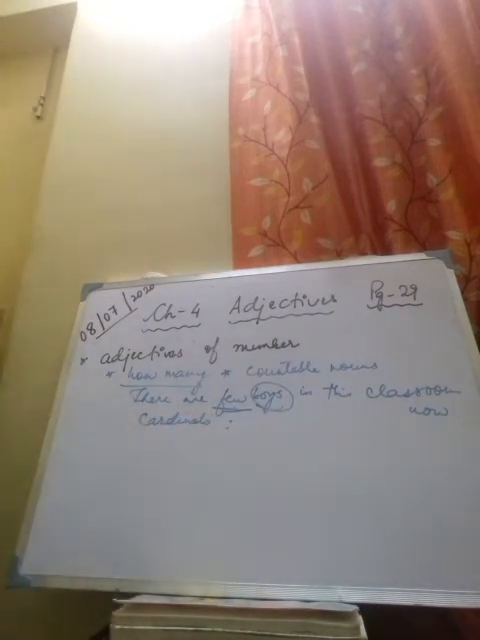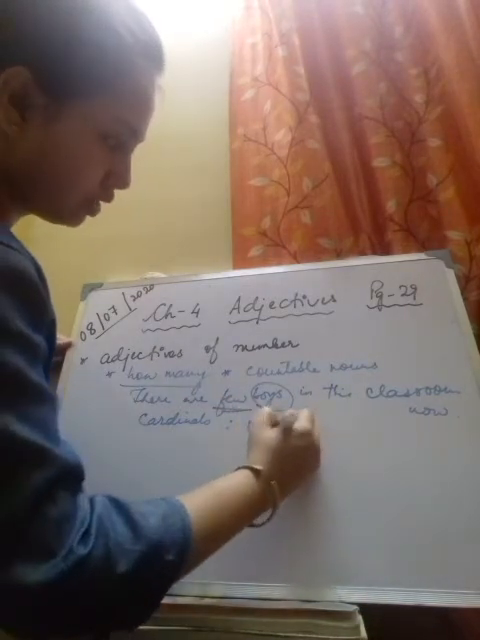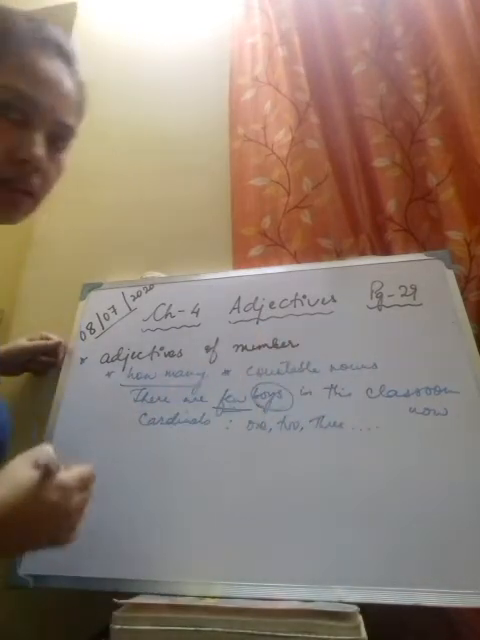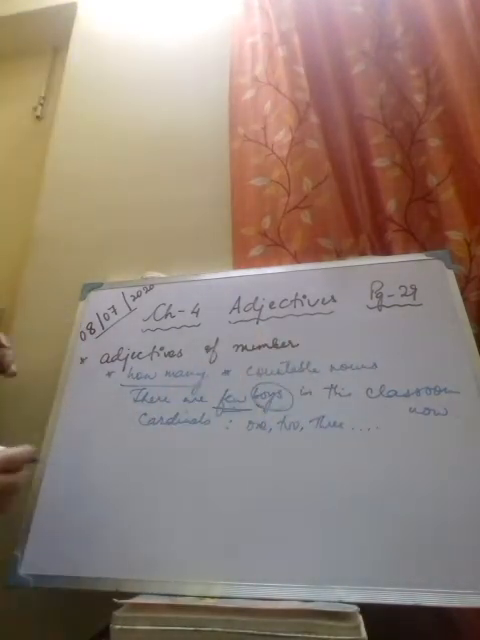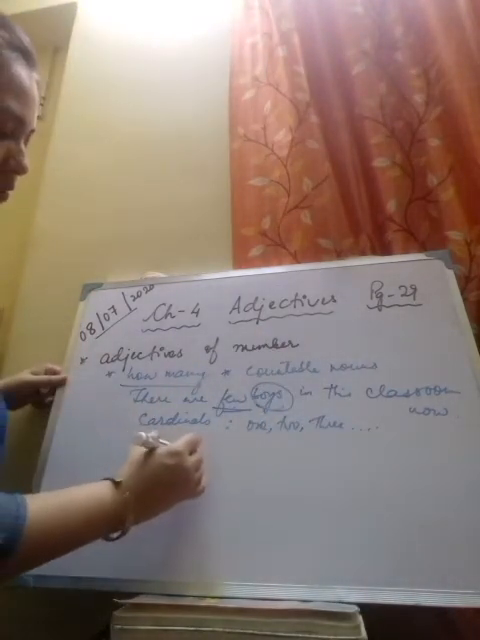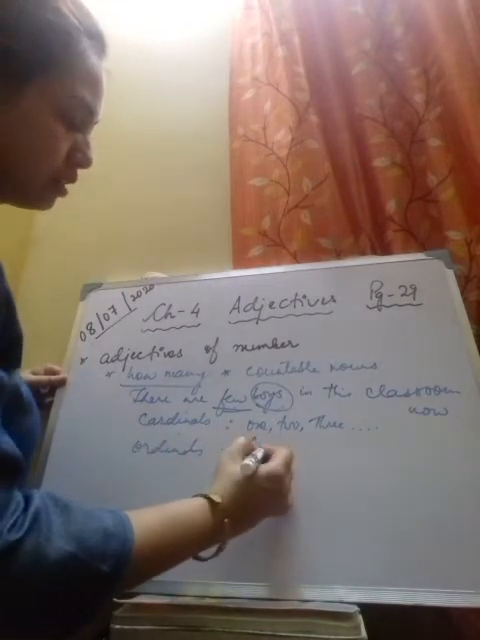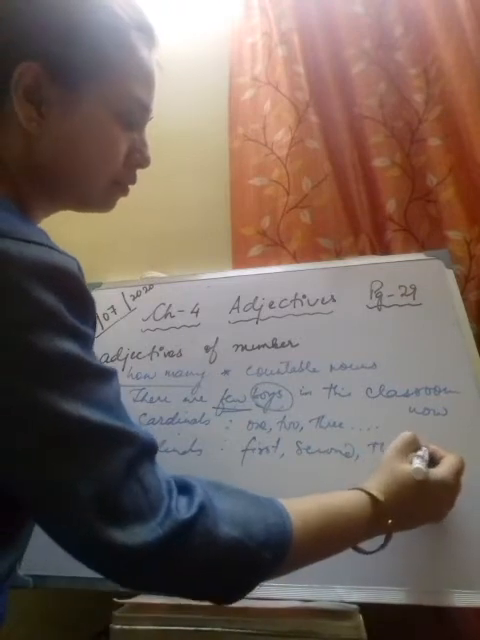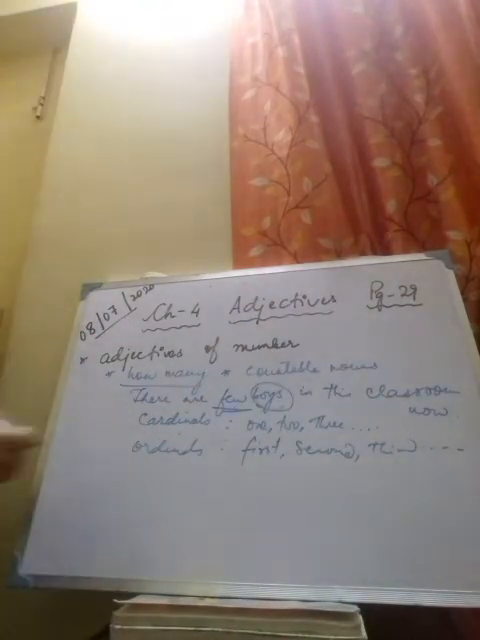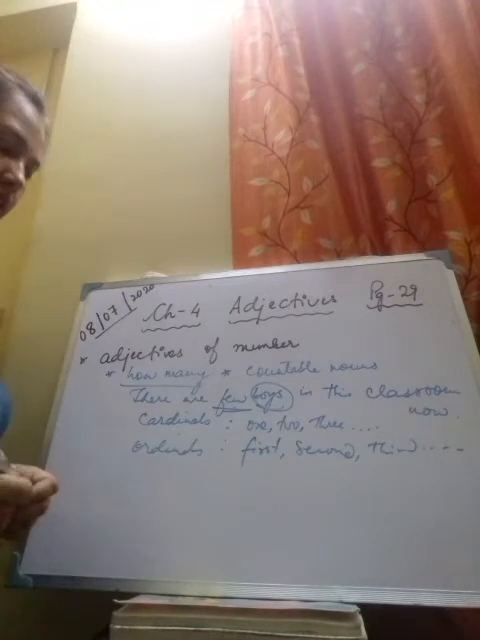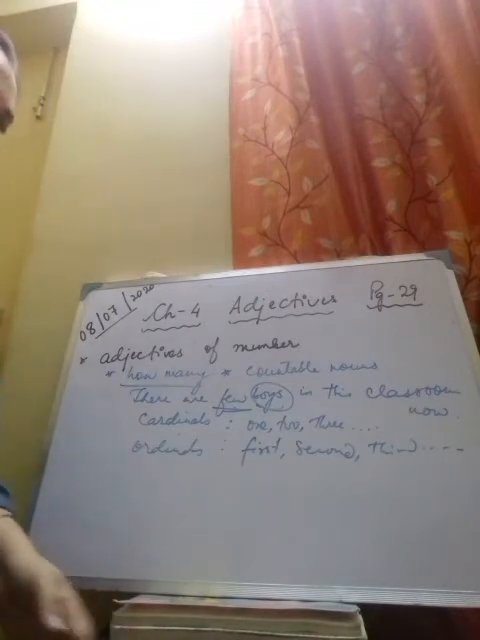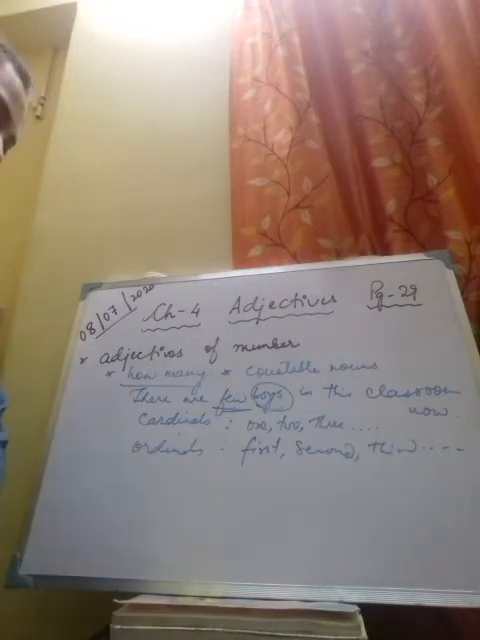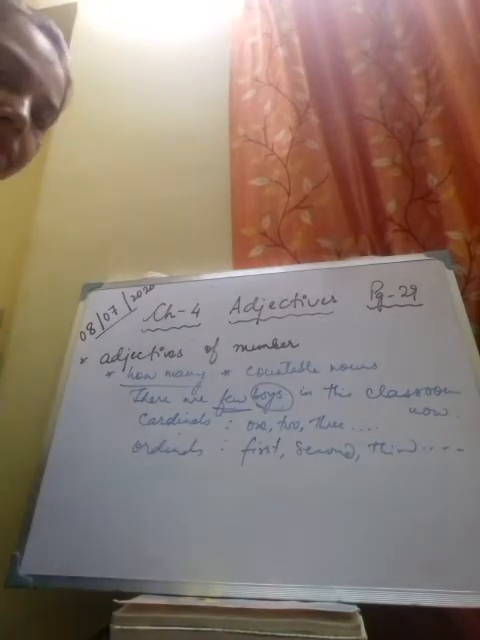Cardinals are 1, 2, 3, numericals when we write them in words, and ordinals are first, second, third, and so on. So these are 1, 2, 3, 4, 5, 6. These numbers are all cardinals, and first, second, third, fourth, these forms are all called ordinals. These all come under the adjectives of number.